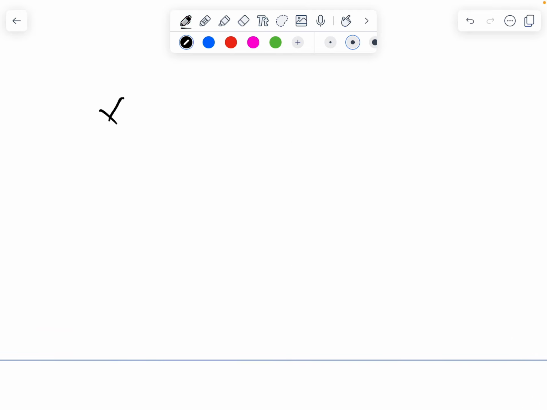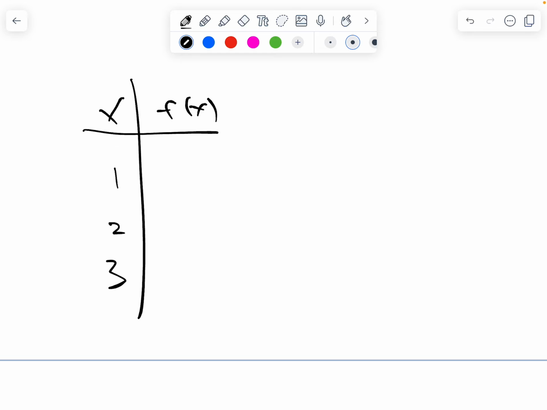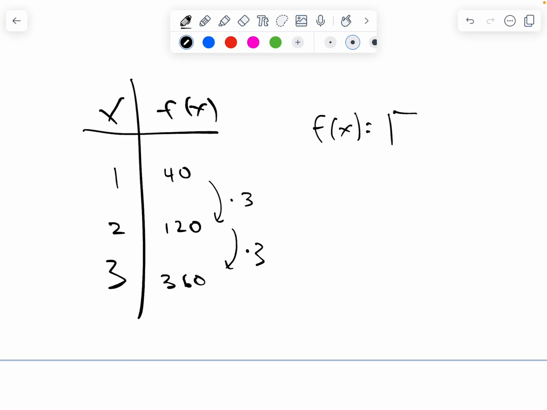What if I have x, f of x? What if I have 0, 1? Actually, let's not start at 0. Let's be tricky and start at 1, 2, 3. Let's say I have 40, 120, and 360. Each time I am multiplying by 3. So when I do my thing, f of x equals blank times blank to the x. This is where my common ratio goes. I'm timesing it by 3.